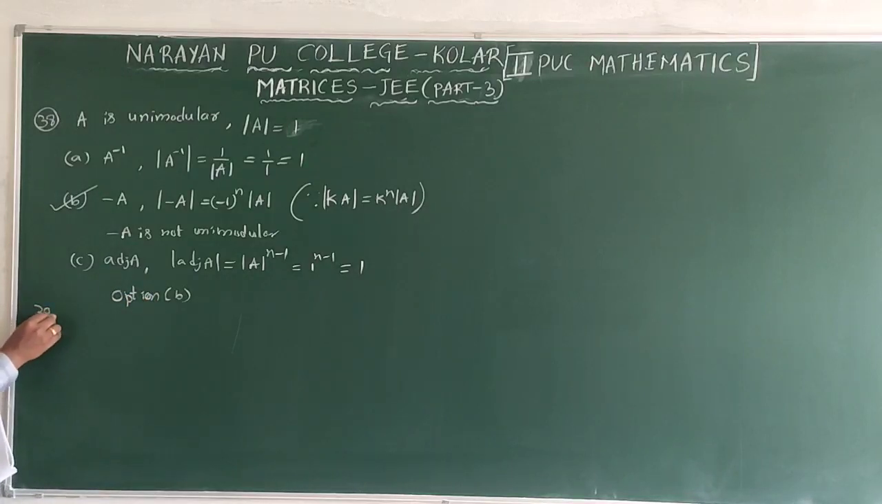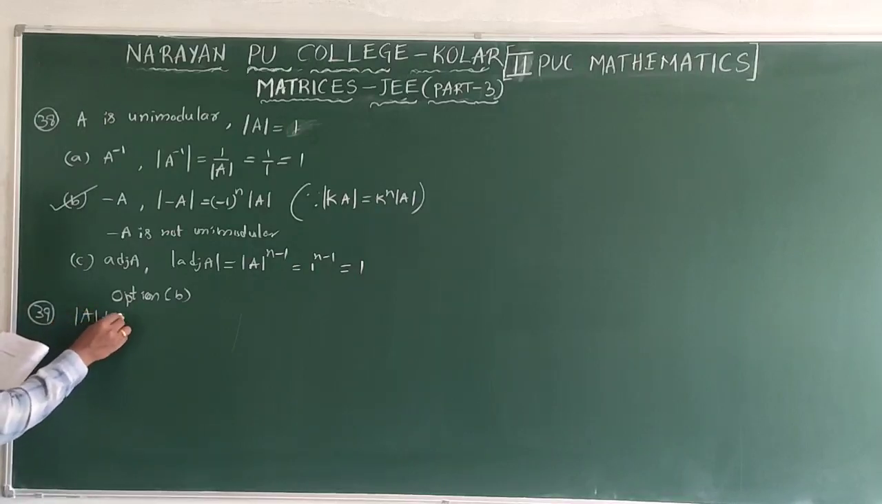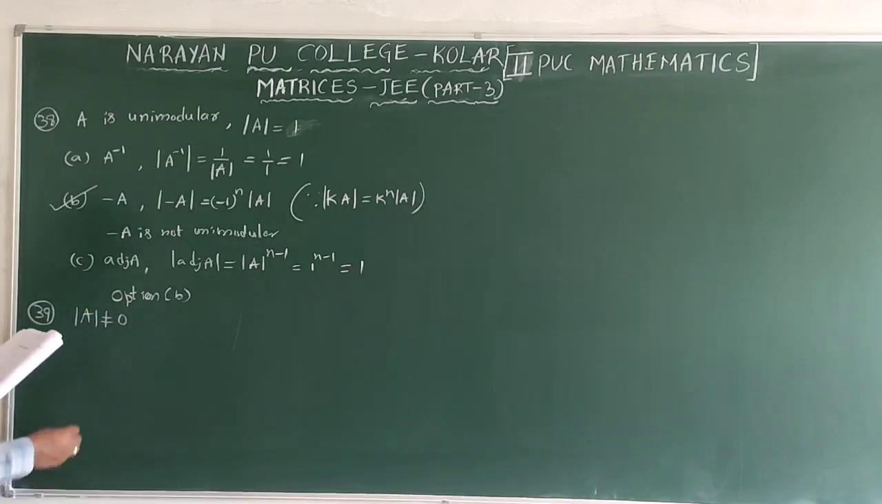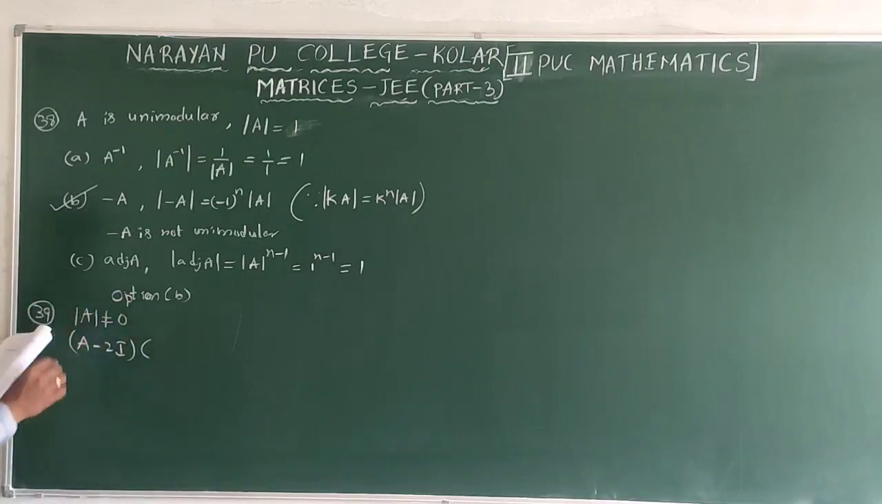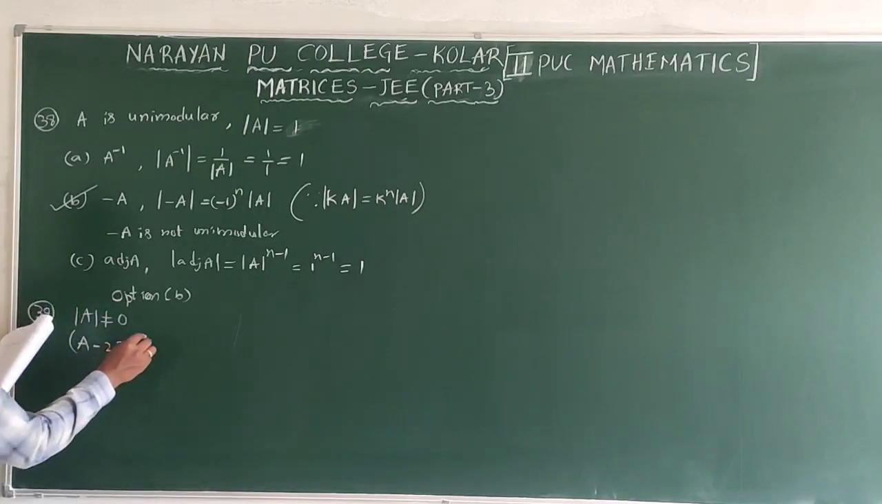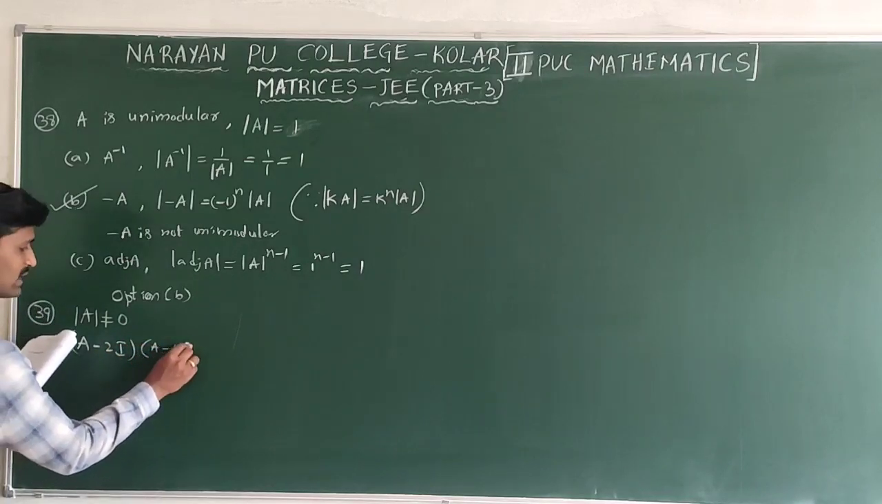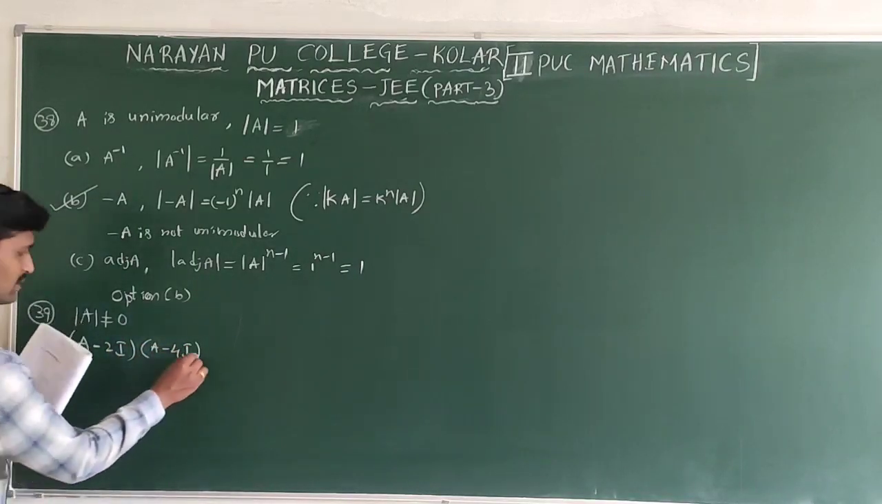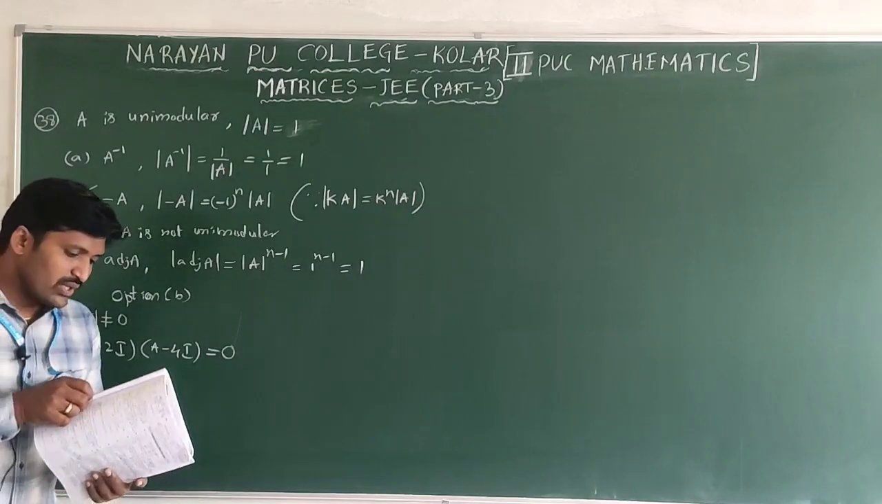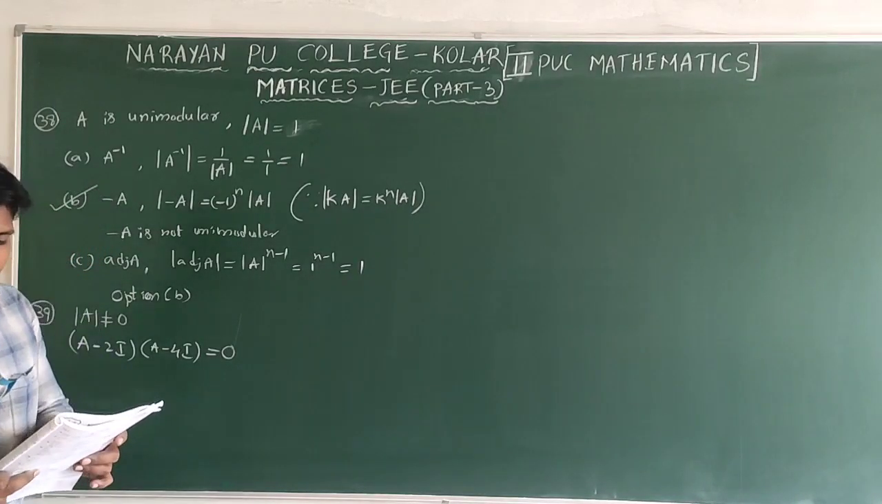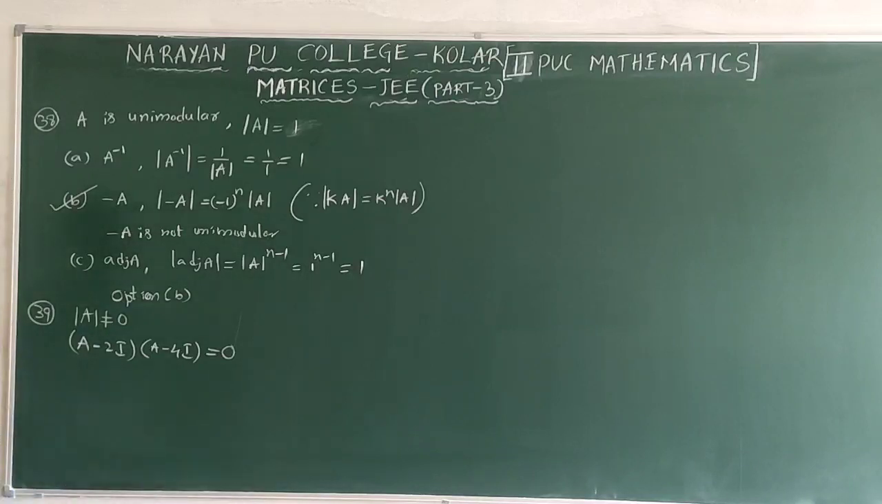Next, question number 39. A is a non-singular matrix, which means that det A is not equal to 0. Next, they give (A minus 2I) into (A minus 4I) is equal to the zero matrix. Then we need to find the value of 1 by 6 A plus 4 by 3 A inverse.